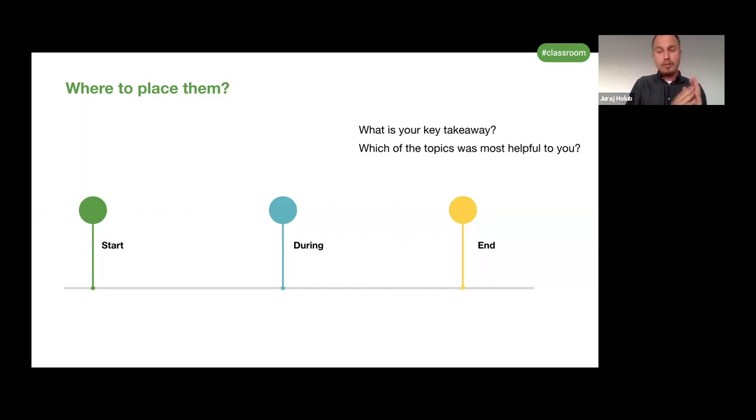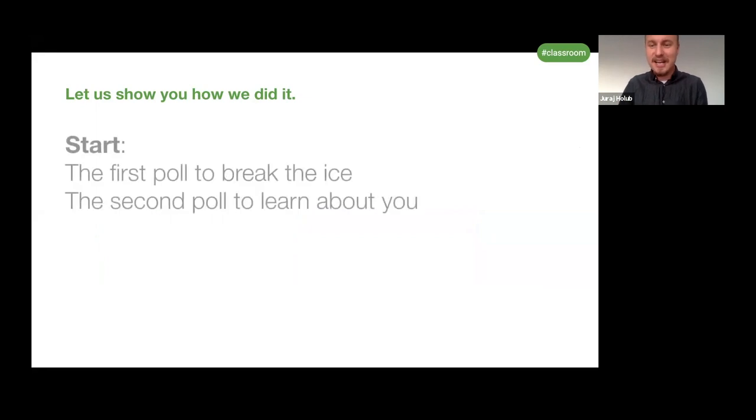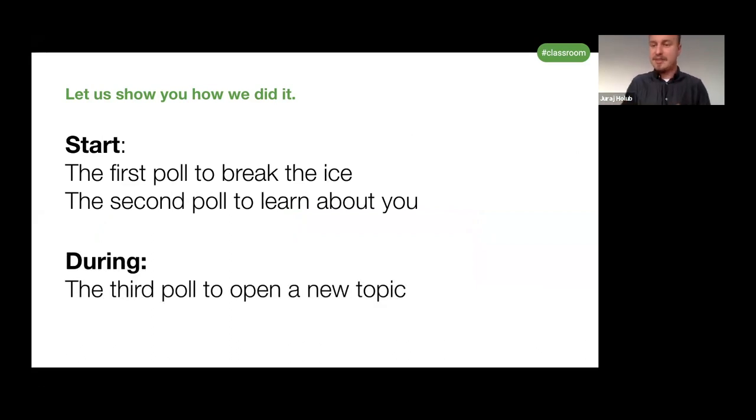So we looked at the timeline, we looked at some of the examples, and just to give you some concrete examples of how we were thinking about building this presentation, we already used 3 types of polls. At the start, we used the first one, where you're calling in from, to break the ice. The second one was to understand your perception of the interaction, more about how you see things. Before we opened up this planning stage, we used the third poll to open a new topic and to re-engage you. So this is how we were thinking about it. And don't worry, as you can expect, there are more polls and more interaction points to come.